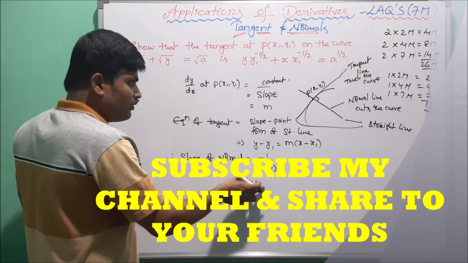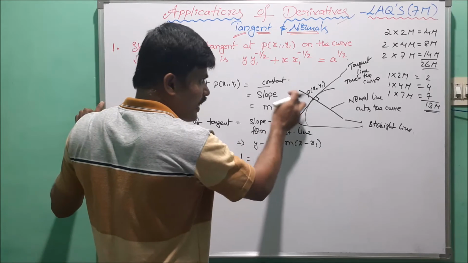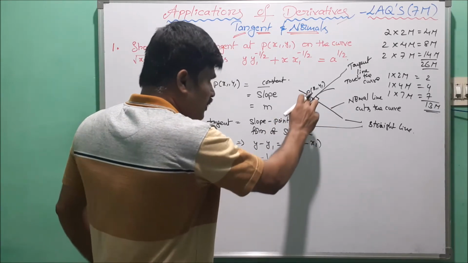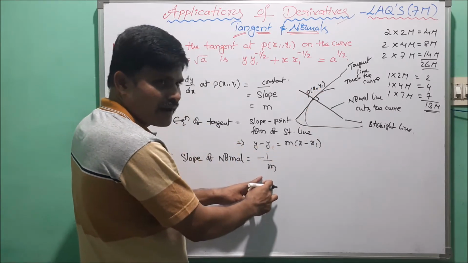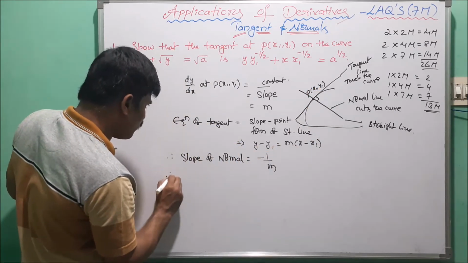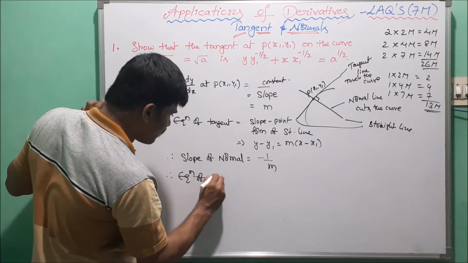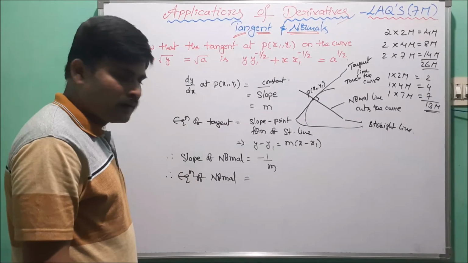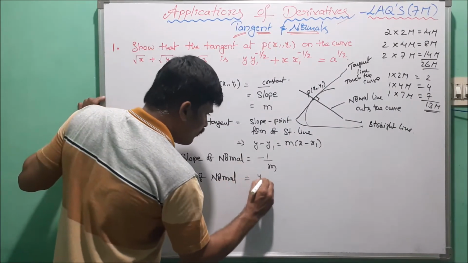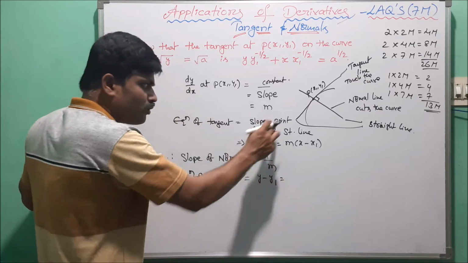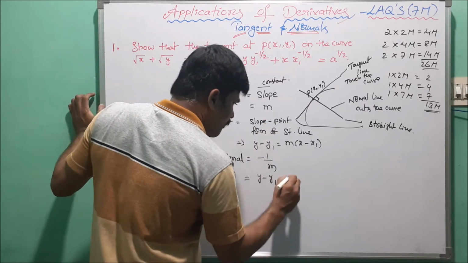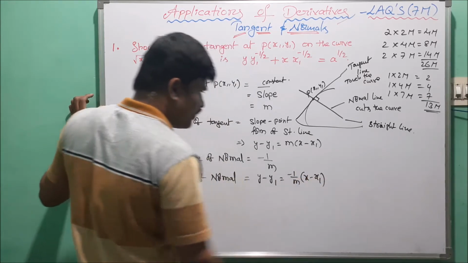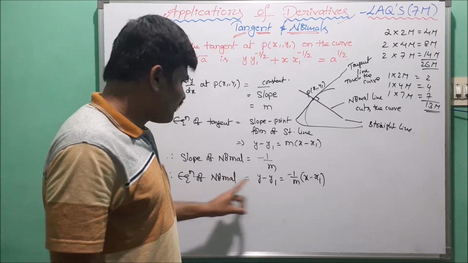Similarly, here also using that point. At the same point we draw the normal line. Now we take the point p(x1, y1) and the slope is minus 1 by m. Therefore the equation of normal line is y minus y1 equals, this is also slope point form. Here we take the perpendicular slope, that is minus 1 by m, into x minus x1. So this is called the equation of the normal line.